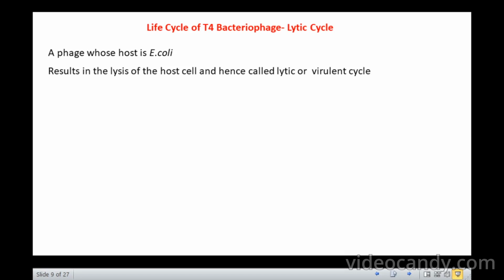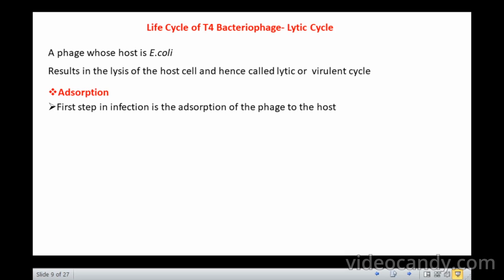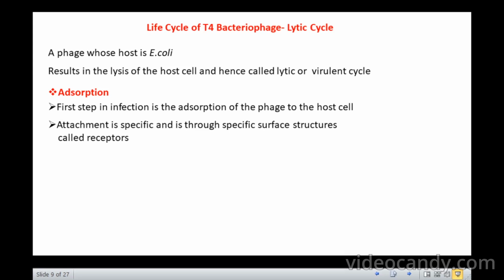The first step in infection is the adsorption of the phage to the host cell. This is as a result of random collisions between the host cells and phage particles. The attachment is specific and is through specific surface structures called receptor sites. The specific receptors can be lipopolysaccharides and proteins on the cell wall, teichoic acids, flagella, or villi.